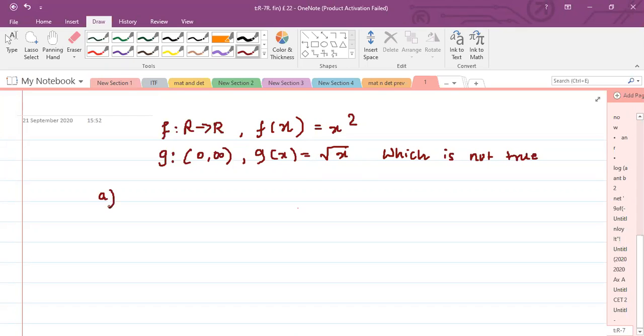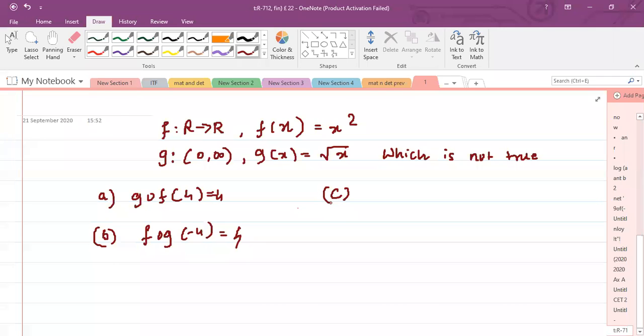Option A, g o f of 4 is equal to 4. Second one, f o g of minus 4 is equal to 4. Option C, f o g of 2 is equal to 2. Option D, g o f of minus 2 is equal to 2. Which one is not true?